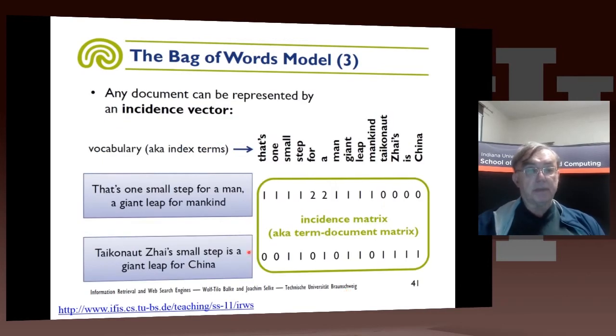So any document is represented by a vector, and so here is the vocabulary. Those are the components, and those label the dimensions of this vector. We have 14 possible dimensions, and here are a couple of sentences, and they're just mapped into particular vectors, so-called incidence vectors.